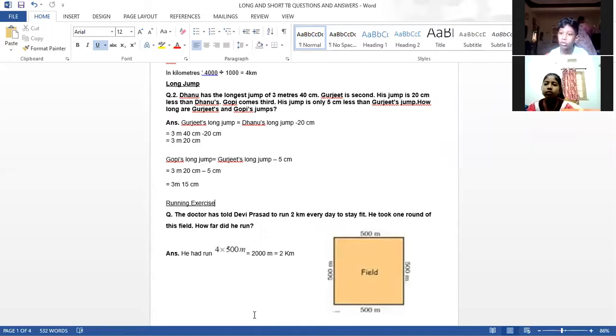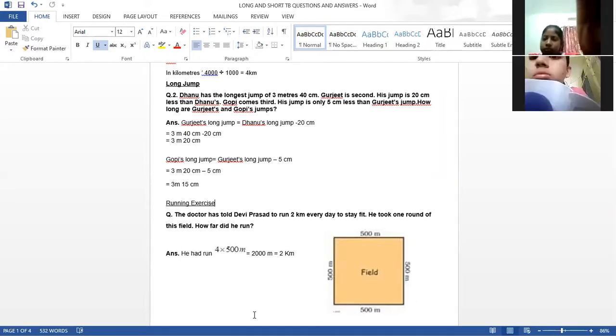Here, Mr. Devi Prasad is a person who met the doctor. The doctor advised him to run 2 kilometers every day to stay fit. So, to be physically fit, the doctor advised him to go for a run of 2 kilometers every day. There is a ground near the field. You can see that picture there. You can see the diagram.